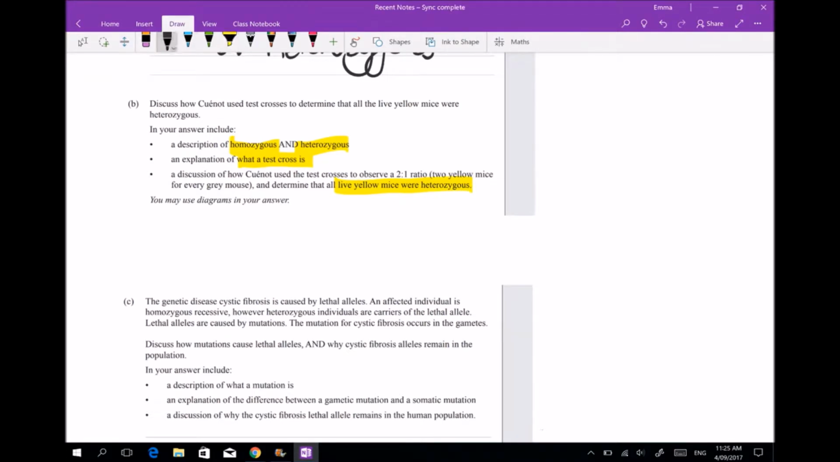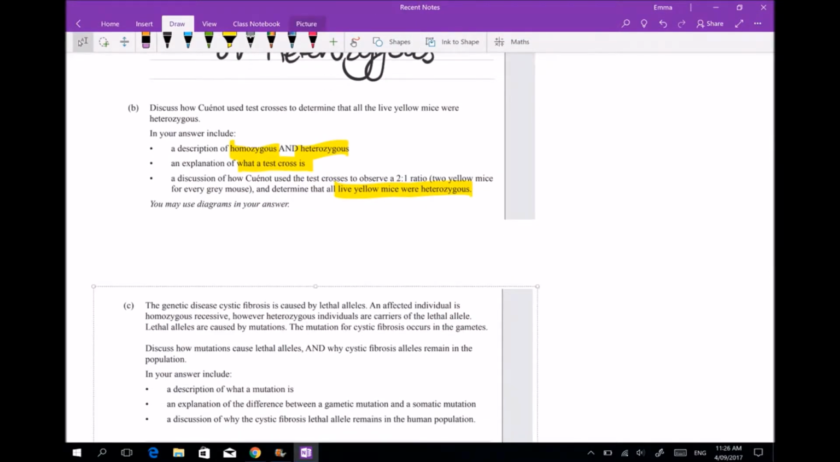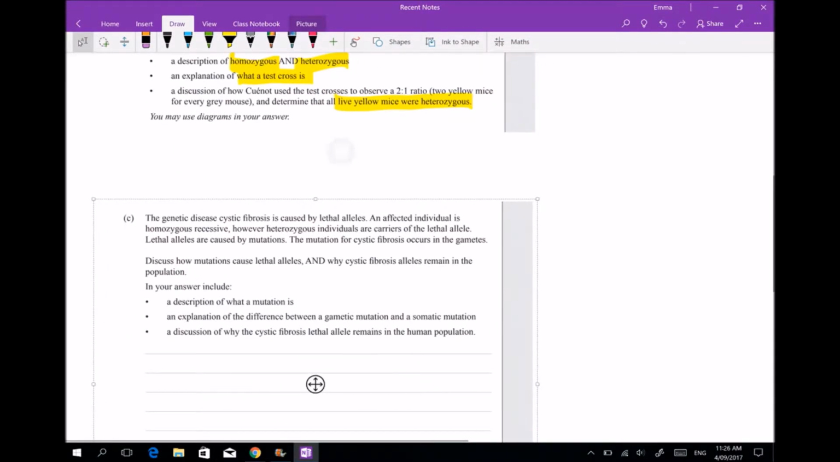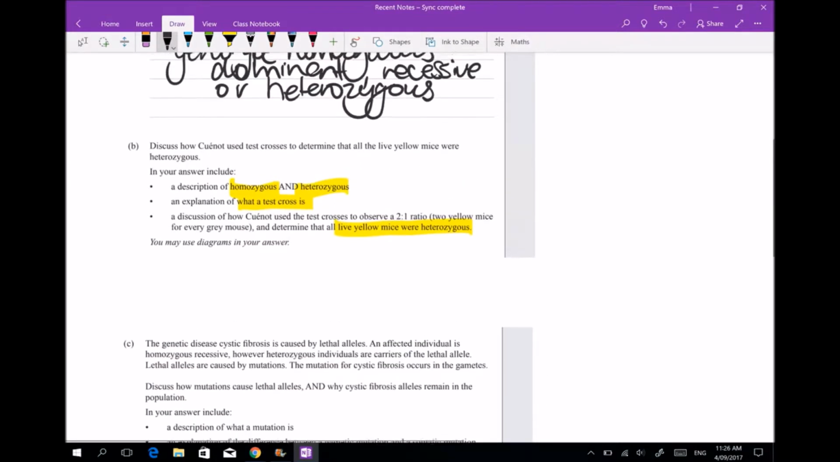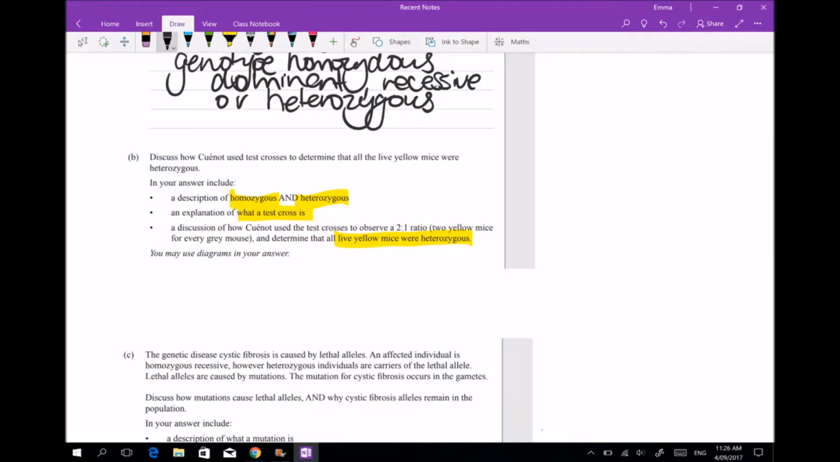Okay. So let's start off with homozygous. So homozygous, you would say, is when you've got two the same. So homozygous, the beginning there, homo meaning same. I'm just using R's as an example. Or it could be little r, little r. This is obviously homozygous dominant, and this is homozygous recessive.